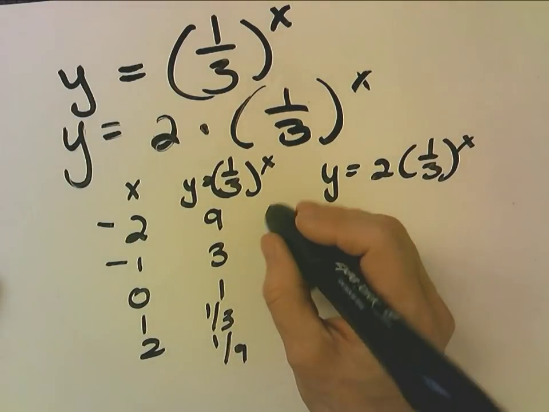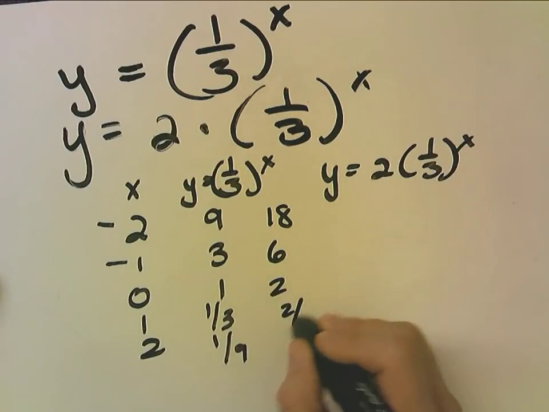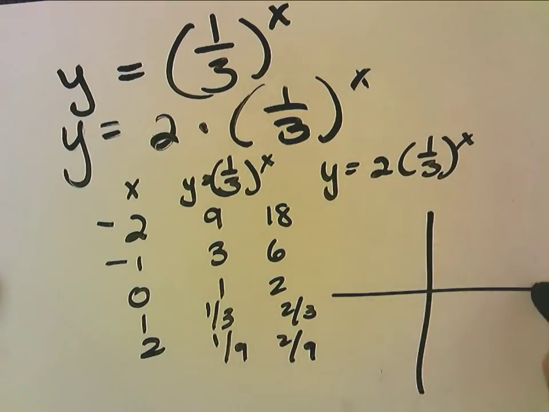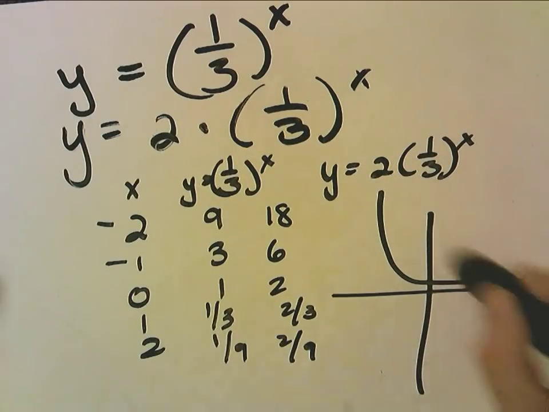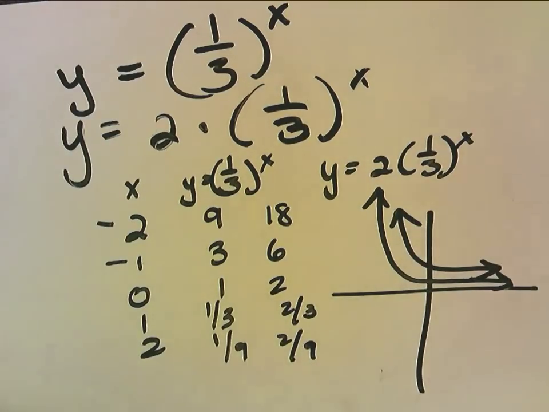Now I'm just going to multiply those by 2. So I have 18, 6, 2, 2/3, and 2/9. So when you graph both of these together, it is going to be like this. So the stretch is 2 times, so because the y values are 2 times the corresponding y values, the graph is a vertical stretch.